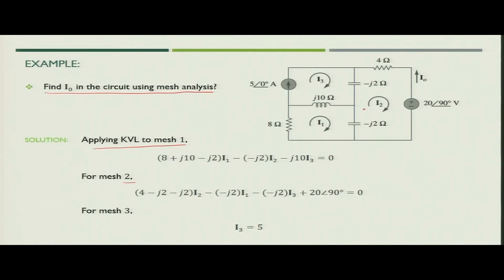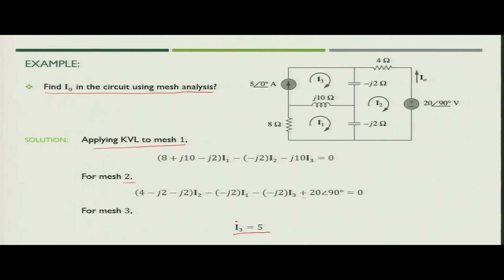Similarly, for mesh 2 you can write the equation as (4 minus j2 minus j2) into I2, minus of minus j2 into I1 and then minus of minus j2 into I3 for this element, plus the voltage source, because we are going from positive to negative. So, voltage source will become plus 20 angle 90 degree. And for loop 3, I3 is simple, you can say I3 equal to 5, because angle is 0. So, you will simply write I3 is equal to 5.